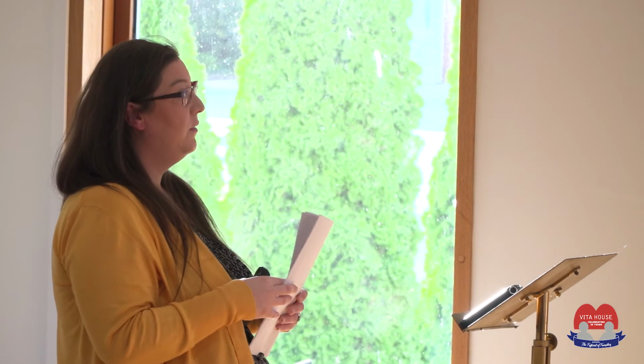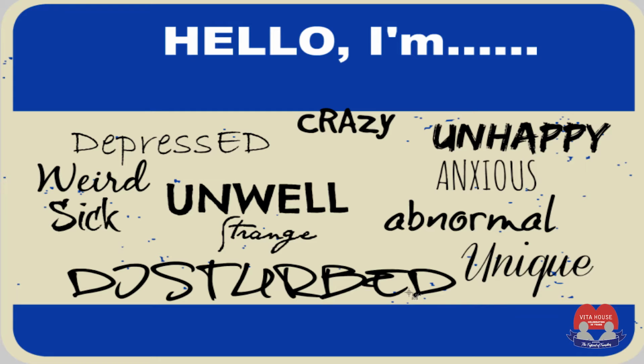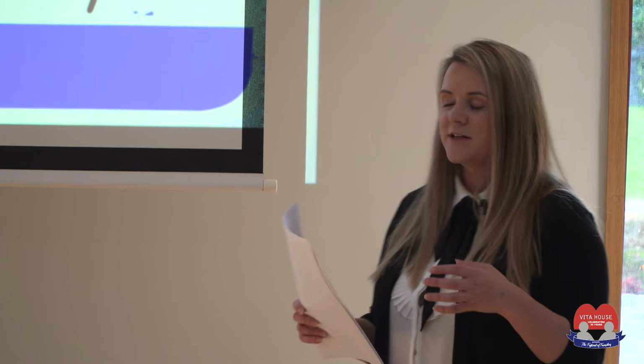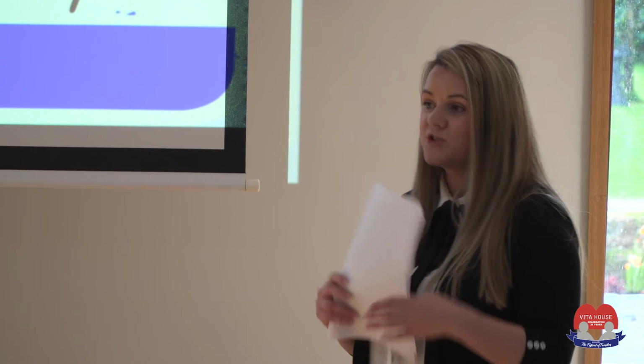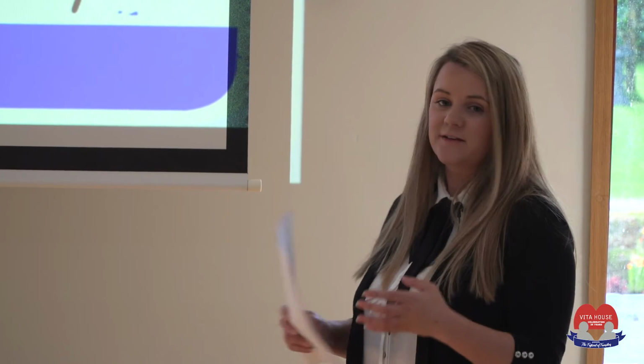That's what really matters. And it allows the therapist to look beyond the label and diagnosis, to see the person and how they're coping with life. For example, somebody with a label might introduce themselves as, I'm depressed, or I'm unwell, I'm disturbed, I'm anxious. And with systemic therapy, we look beyond that label, and we want to know more about their lives and their situations that they're in and how they manage their label.